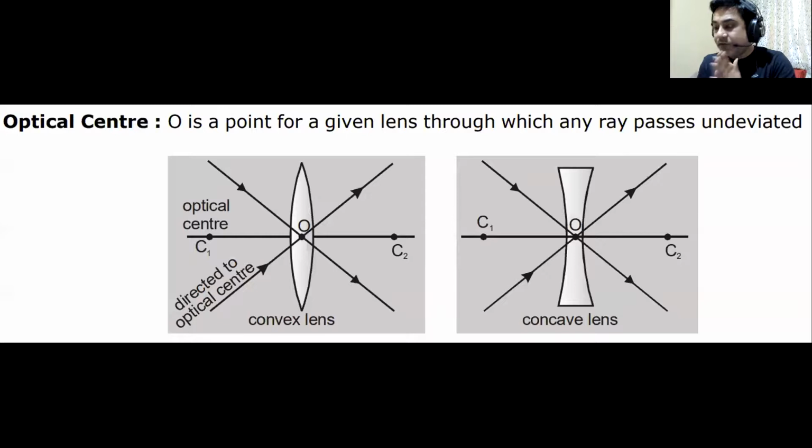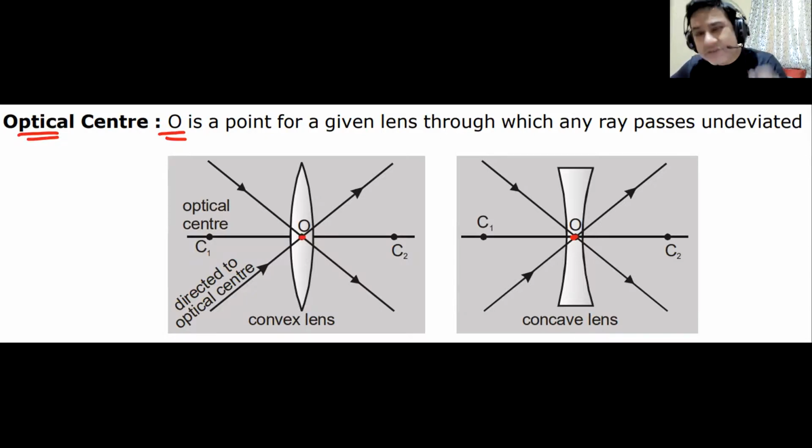Well then, time to move ahead. The first term that you must understand is the optical center, or O, of the lens. As you can see, this point, you can call it somehow the center of the lens. If a ray of light passes through this point, it will go undeviated. It will just go straight. It actually does not go straight. It deviates a very little bit.